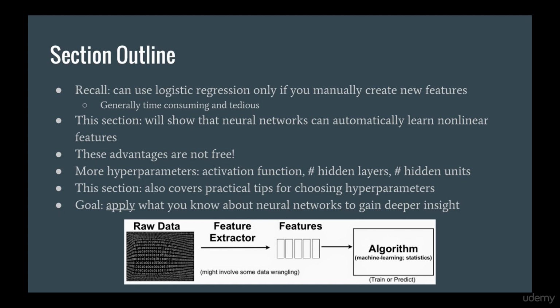But these advantages don't come for free. What you may have noticed is that neural networks come with a lot more options, like what nonlinear activation function to use, how many hidden units to use, and how many hidden layers to use. Choosing these isn't trivial, so in this section we're going to discuss practical tips for how to choose them. This section is all about applying what you've already learned about neural networks to gain deeper insight into how they work and what kind of baggage they come with.